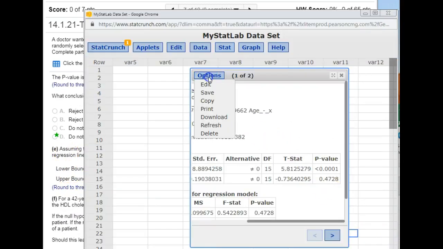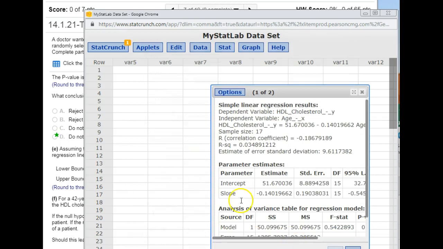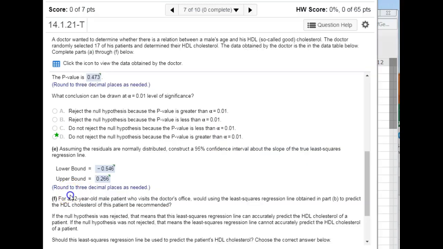we would go to edit and just switch it to a confidence interval, make sure you have the right level of confidence. Hit compute, and again, look at slope, see what the lower and upper bounds would be for the confidence interval. And so since the lower bound's negative and the upper bound's positive, 0 is contained in that confidence interval. So again, that emphasizes that we don't have enough evidence to reject 0 as the slope of the regression line.